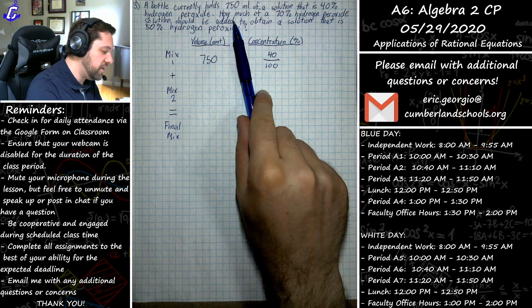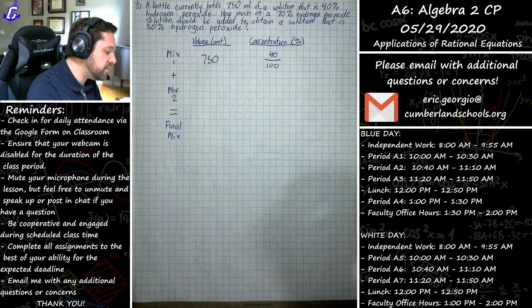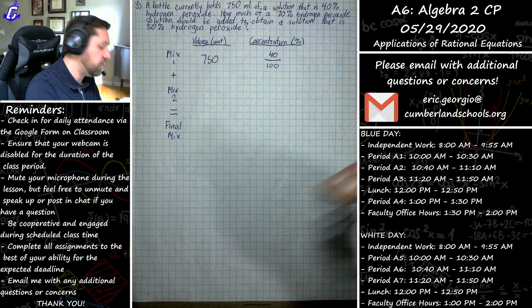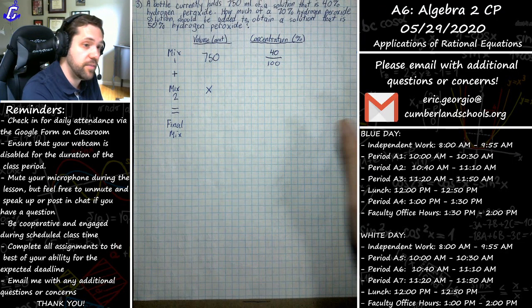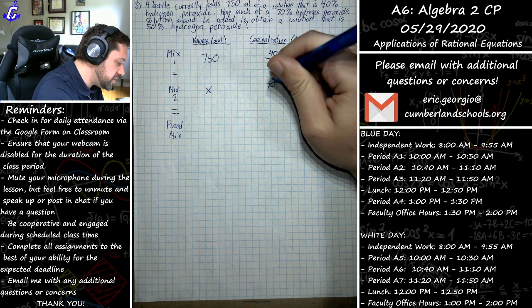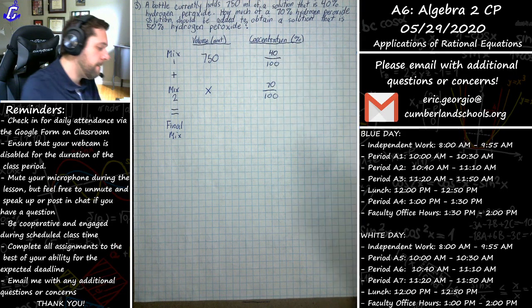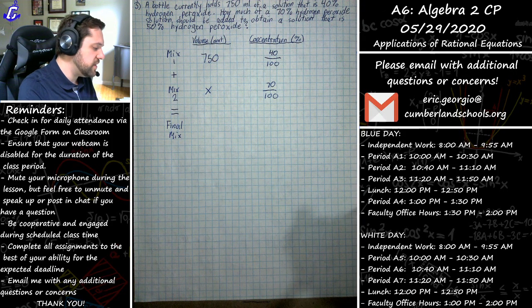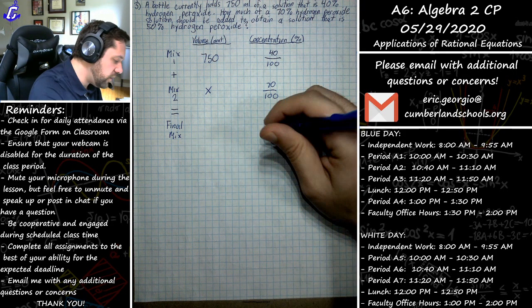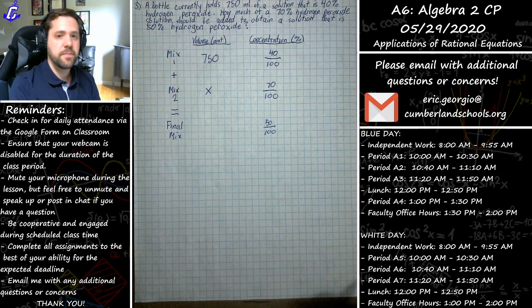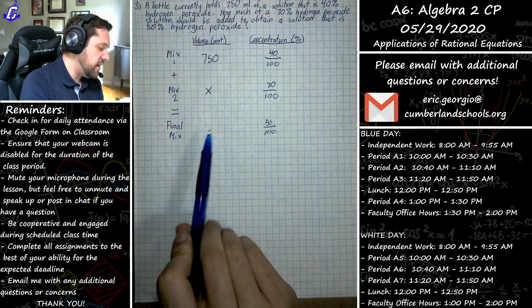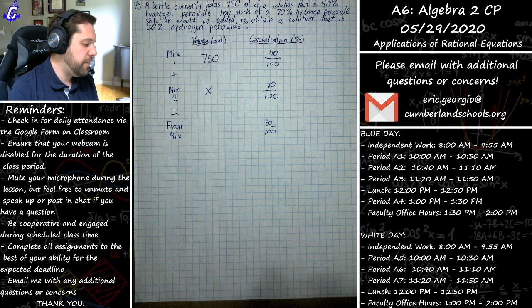It then says, going forward, how much of a 70% hydrogen peroxide solution? So we don't know how much of this solution should be added, so we're going to put an X. We don't know how much that should be, but we do know it's 70%. Should be added to obtain a solution that's 50% hydrogen peroxide. So we want to get a 50% hydrogen peroxide solution. And now the question is, how much of that solution will there be?